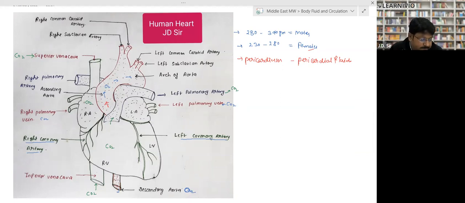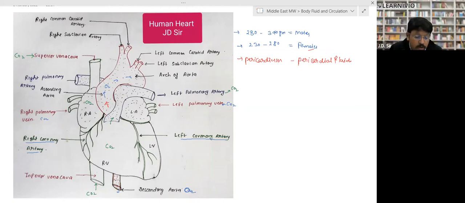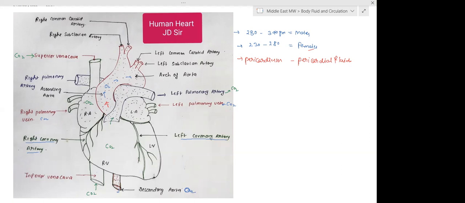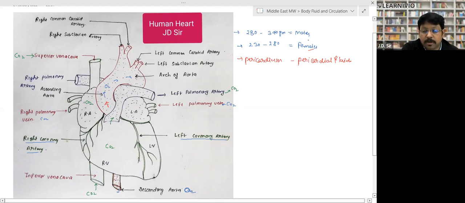So anatomy clear? Sir, can you please repeat after supplies? Supply oxygenated blood to the heart itself. Clear? Yes, sir. Fine. Next, put the heading: blood circulation in human heart, or circulation in human heart.